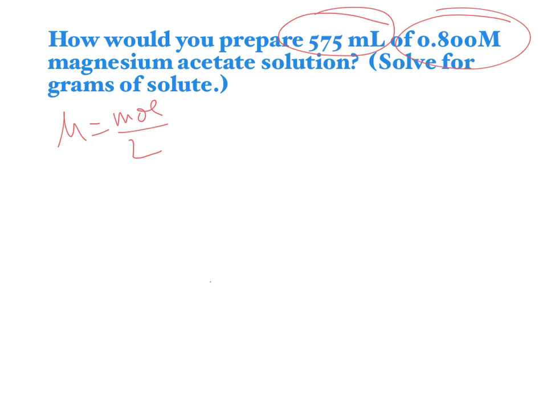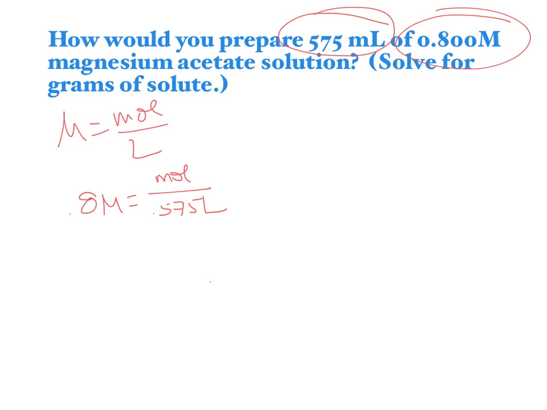So I can start just by plugging and playing. I've got 0.8 molar, and I'm trying to figure out the number of moles. That's the part I don't know. And in the bottom, I've got 0.575 liters. And again, that's because you always have to have liters on the bottom, not milliliters. So after I do this part, how do I know that I'm solving for moles? Well, it's going to ask me how would I prepare. How would I prepare problems usually mean I need to know how much solid to dump into the liquid. So I have to start with solving for moles first.